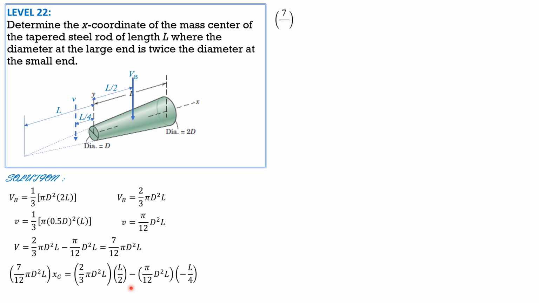So 7 over 12 xg equals L over 3 plus L over 48 after we cancel pi d squared L. So L over 3 plus L over 48 divided by 7 over 12, we can now solve for xg, and it is equal to 17 over 28 L. So that's it for this level 22 problem.